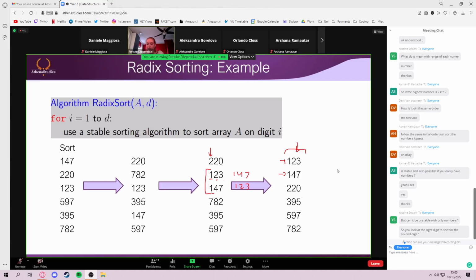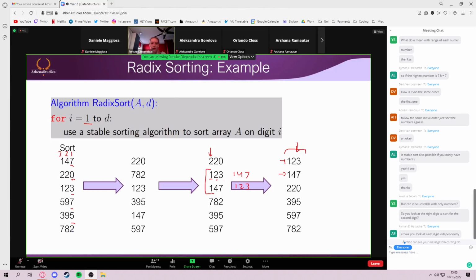So question: you look at the right digit to sort for the second digits? No, so you start with the first digits. The first digit is on the right, and then you go to the left. So this is the first digit, second digit, third digit. For the first digit, you just look at these numbers. You find the lowest number, and then you put the entire number over here. So 0 is the lowest, so you put 220 over here.